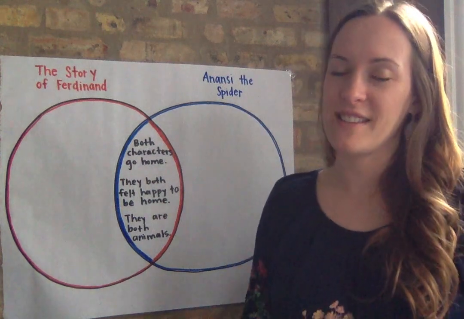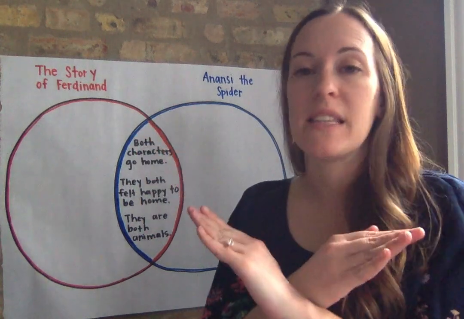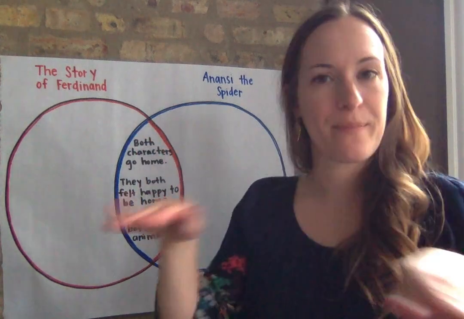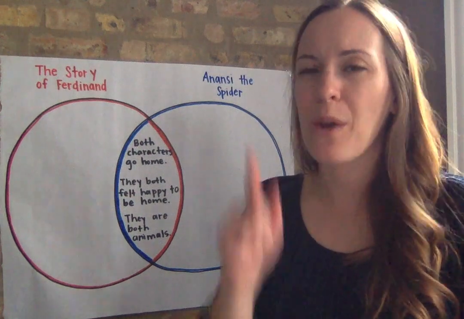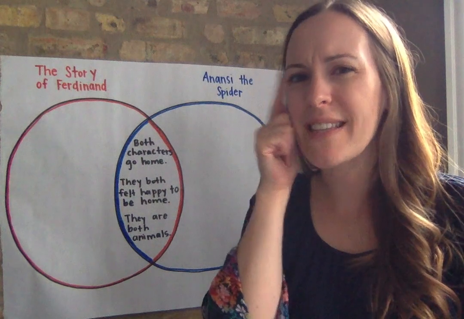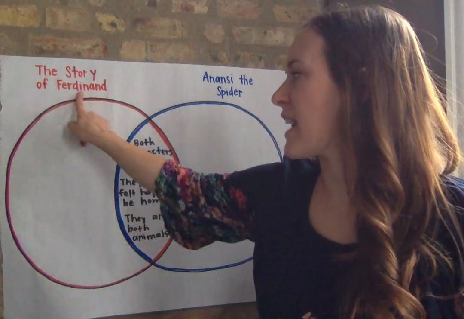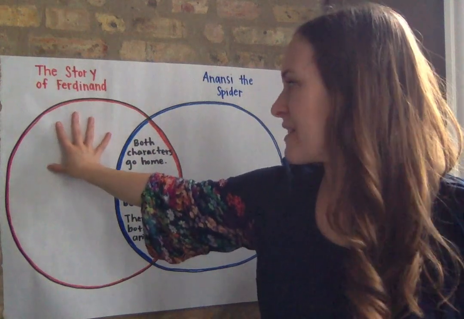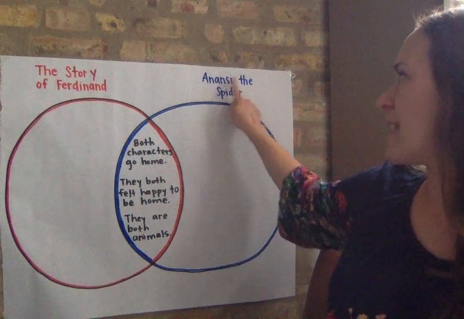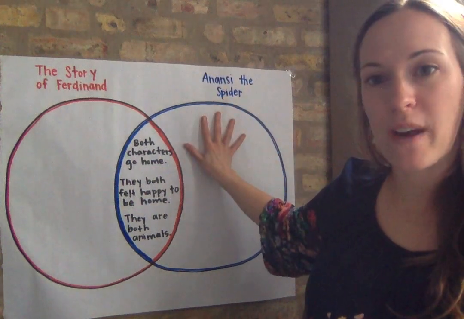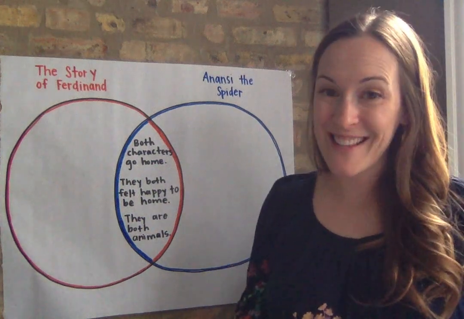Today is going to be a little easier because we're going to think about what is different. What is different? Different means not the same. So today we're going to read a little bit of each book and we're going to think about how that is different from the other book. When we read the story of Ferdinand, we're going to write down all of the things that are different in the red spot that doesn't overlap. And when we read Anansi the Spider, we're going to write down what is different in the blue circle that doesn't overlap. So let's get started.